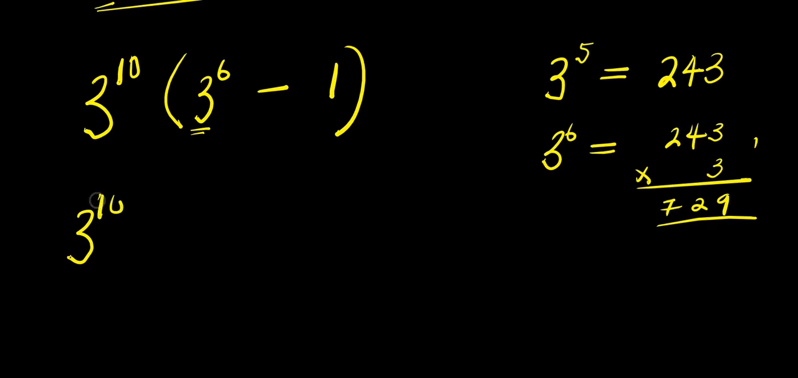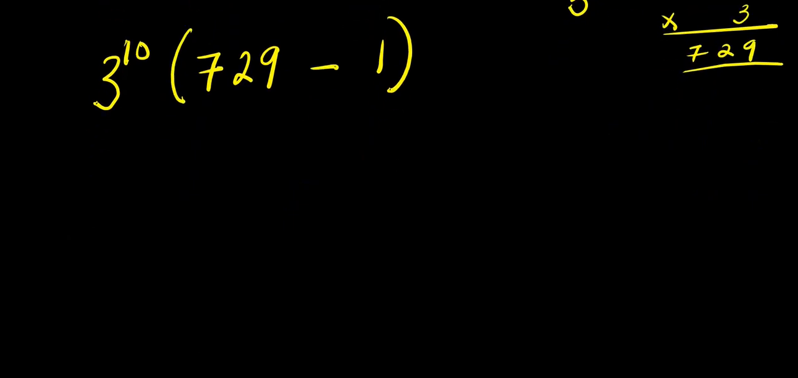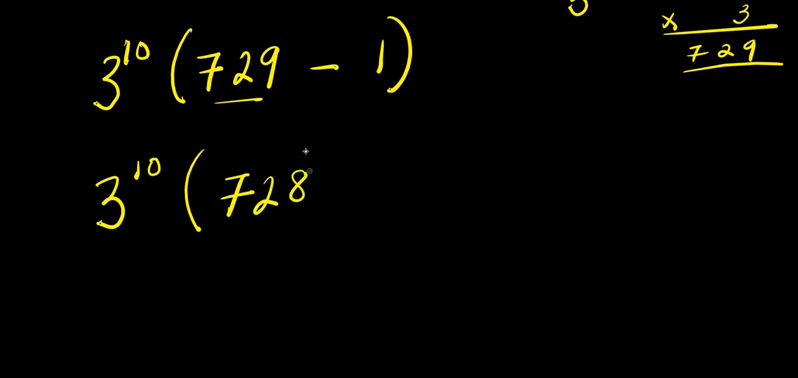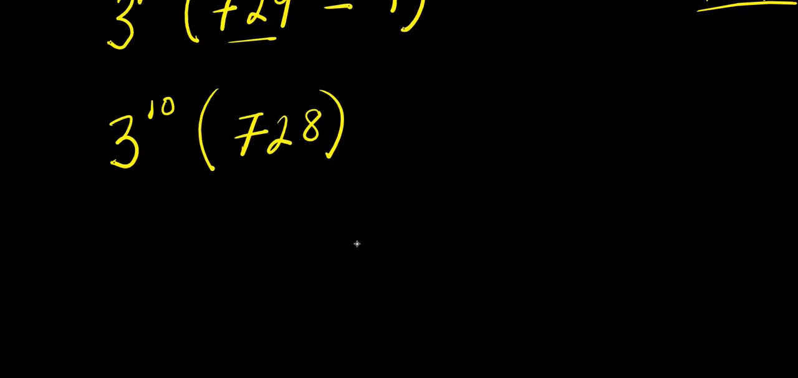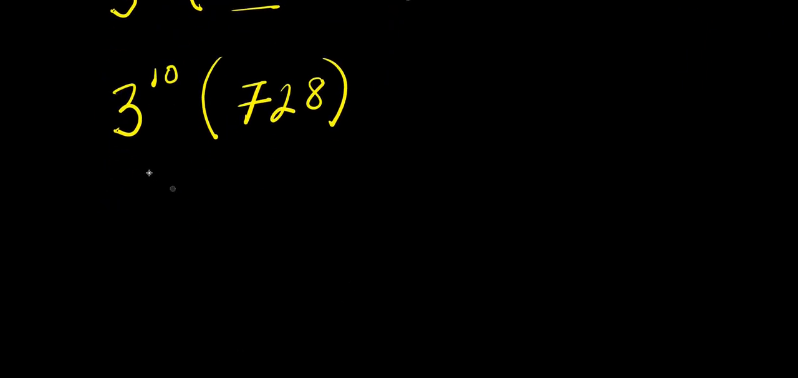So this is 3 to the power of 10 times 729 minus 1. From here, we have 3 to the power of 10 times 729 minus 1. This is 728. So we need to find the value of 3 to the power 10.